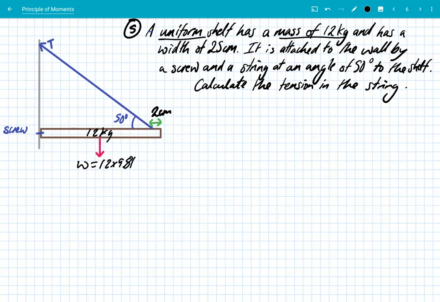It is attached to the wall by a screw, so there's going to be our pivot. And it's got a string which is holding it up, which is at an angle of 50 degrees to the shelf. And we've got to calculate what's the tension in the string for this system to be in equilibrium.